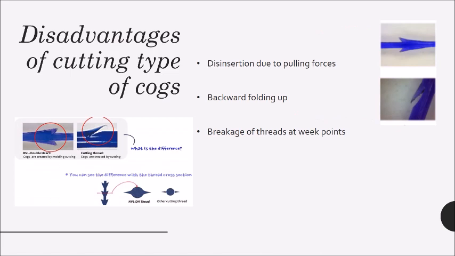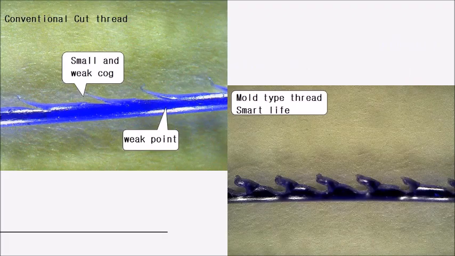Disadvantages of the cutting type of thread. This is the cutting type of thread and this is the molding type of thread. It does face disinsertion due to pulling forces and can have a backward folding up. It can face breakage of the thread at the weak point. This is the weak point. You can see this is the weak point. While in the molding type of thread, there is no weak point. Another picture to show you the weak point and the cog, small cog. While in the molded thread, it is strong enough and does not.